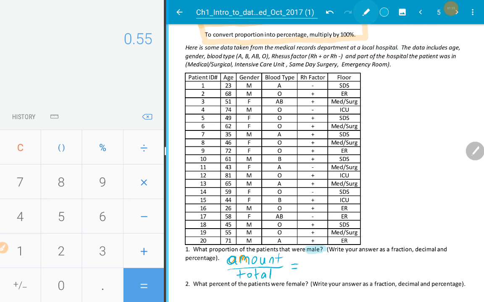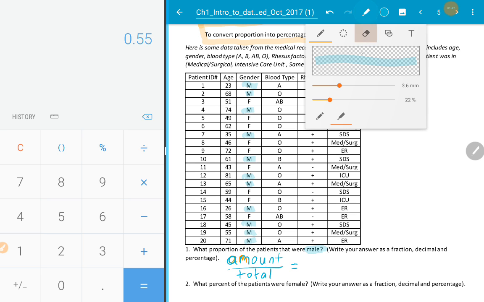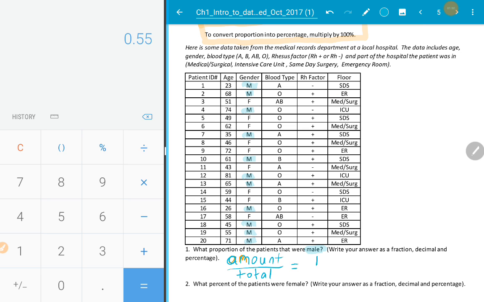We have 1, 2, 3, 4, 5, 6, 7, 8, 9, 10, 11 men. So the amount of males is 11. Now the total means all the people in the group. So that's, in this case, all 20. There's 20 patients, so the total number of patients is 20. 11 of the patients were male, and there's 20 patients total. So that's amount over total. So 11/20 is the proportion of males in this data set.